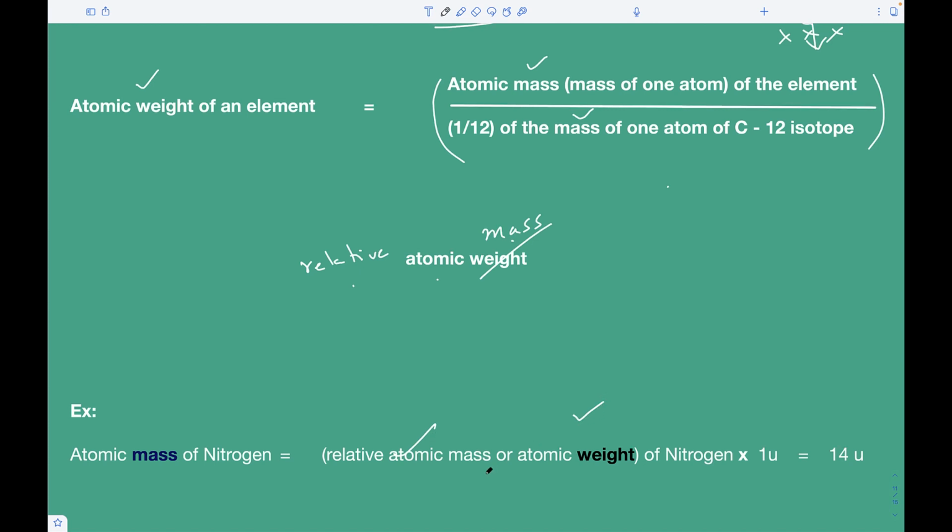So what is relative atomic mass or atomic weight of nitrogen? It is the dimensionless number 14, that is 14 without anything next to it. But what is atomic mass of nitrogen? It is its atomic weight or relative atomic mass multiplied with 1 u, that is 14 u. You might find these terms a little bit confusing, but trust me, you will get used to them.